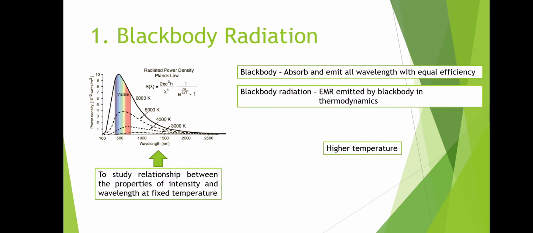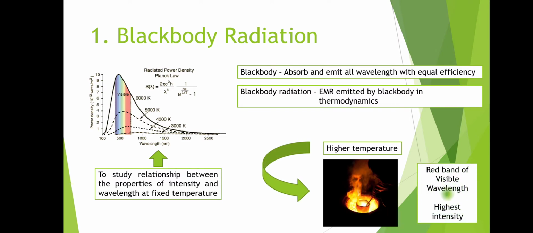However, at a higher temperature, a little higher than room temperature, a blackbody object will appear in the visible wavelength, which can be the red band of visible wavelength, because at that higher temperature, the red band of visible wavelength has the highest intensity, so the blackbody object appears dark red.